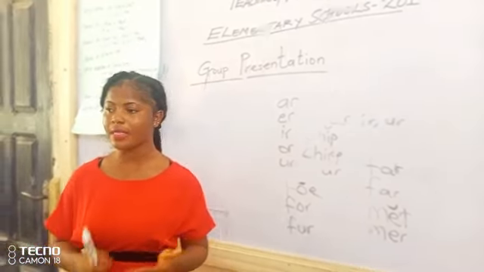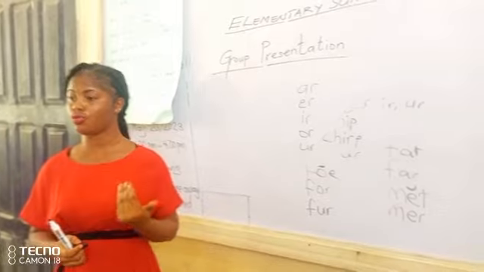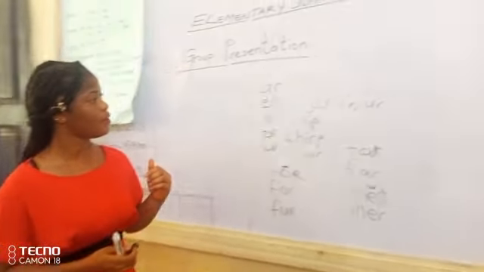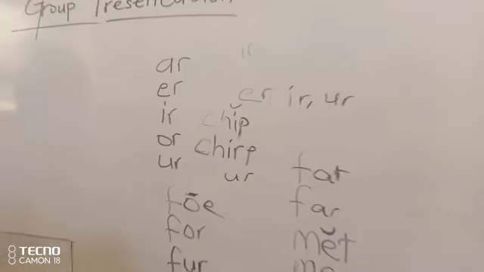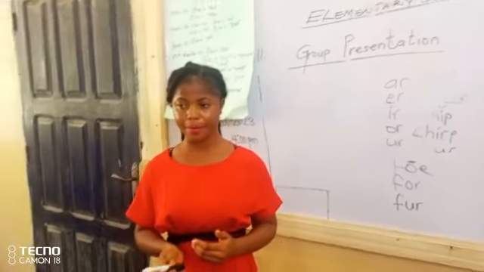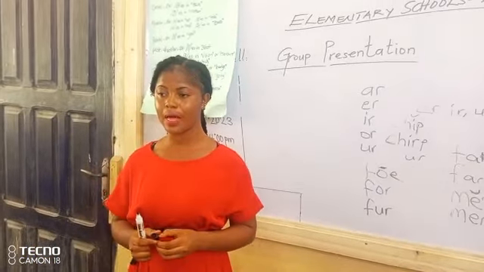Our control vowels are vowels that can control the vowel itself. The vowels are followed by R, and then it changes the sound of the word. Once the vowel is followed by an R, we call them R-controlled vowels.